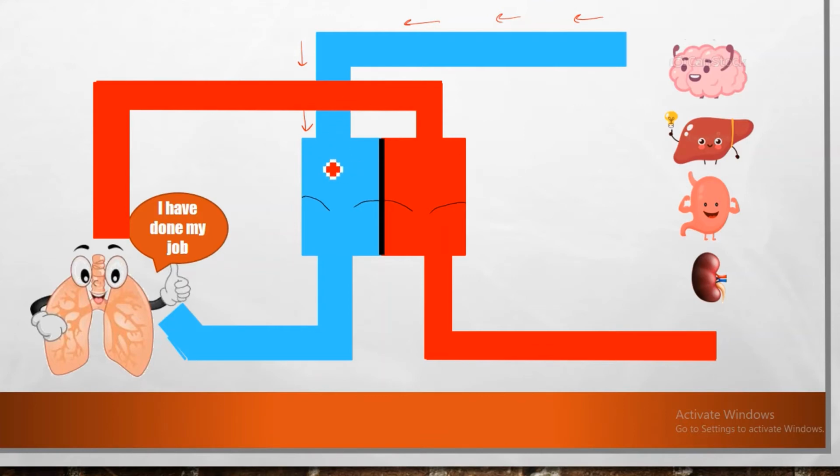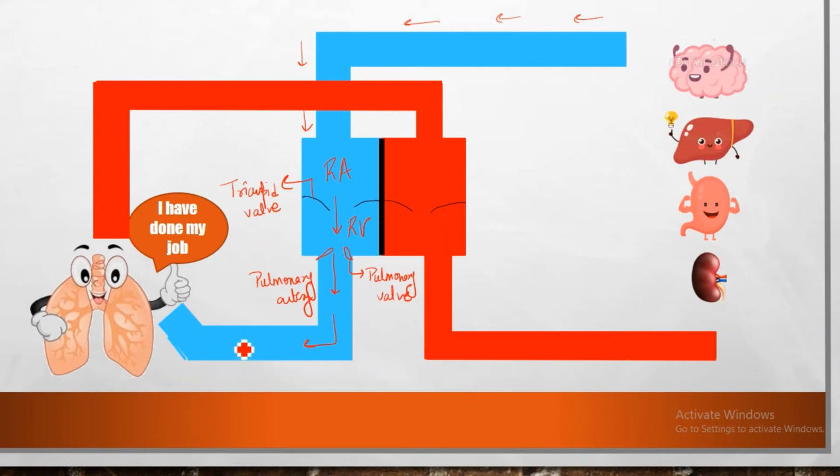The deoxygenated blood will come to the right atrium. Now the right atrium will pump the blood into the right ventricle through the valve called the tricuspid valve. Now the right ventricle will pump the blood into the artery called the pulmonary artery, and this pulmonary artery will have a valve called the pulmonary valve.